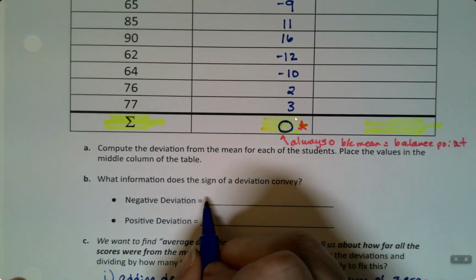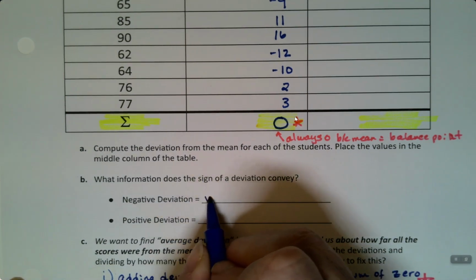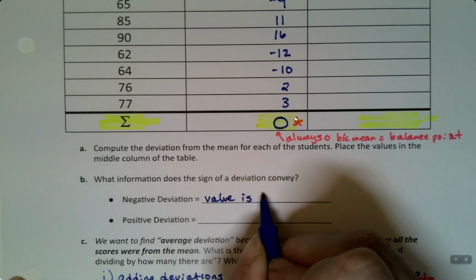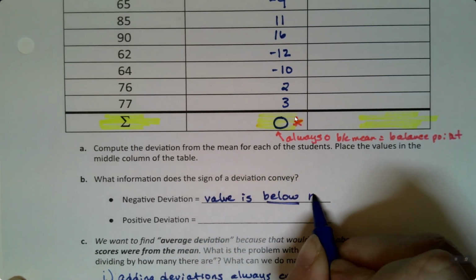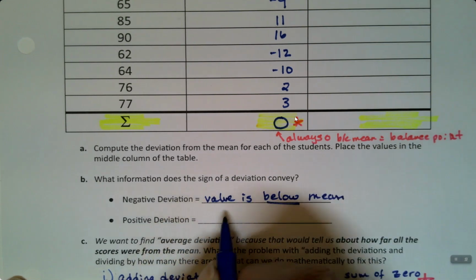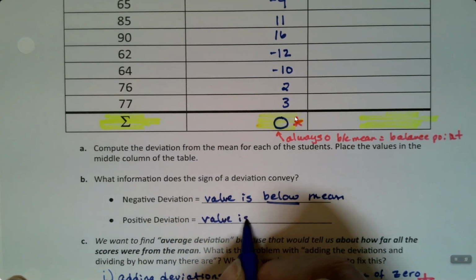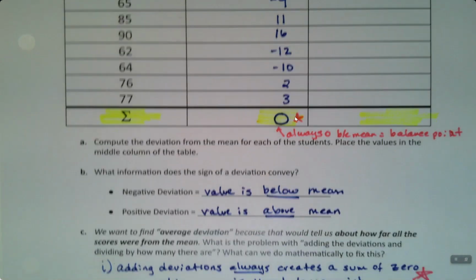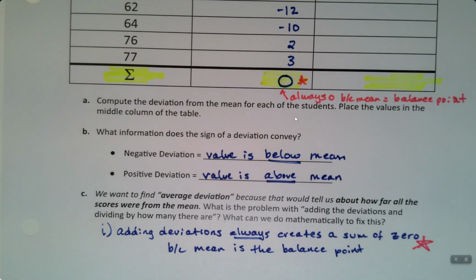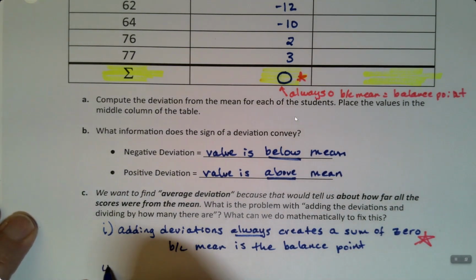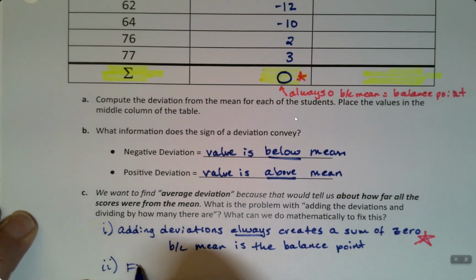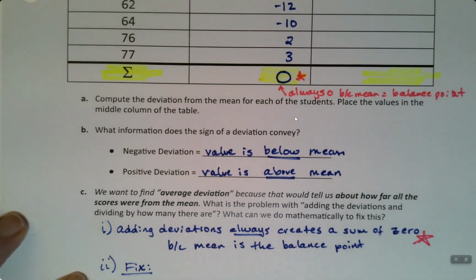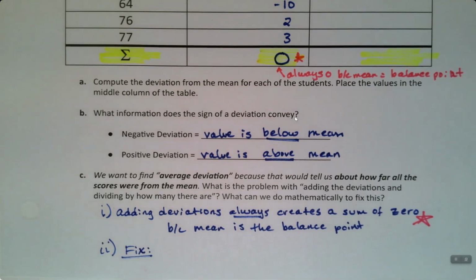Okay, negative deviation means the value is below the mean. Positive deviation means the value is above the mean. And therein creates the problem, right? That's why we can't just add them. All right, so what can we do to mathematically fix this? That's the second question. To fix the problem that we're having with the 0, the fact that it always adds up to 0, in mathematics there's two ways to fix this that are standard.